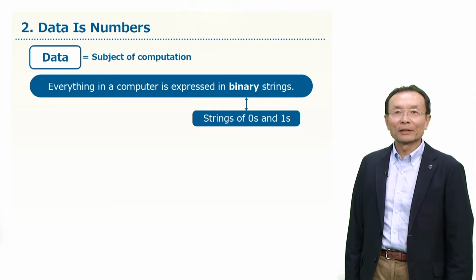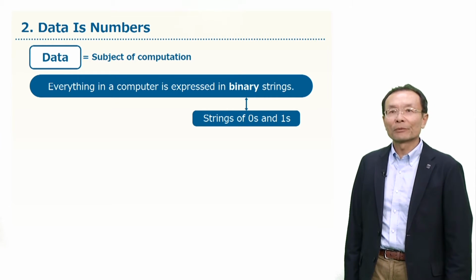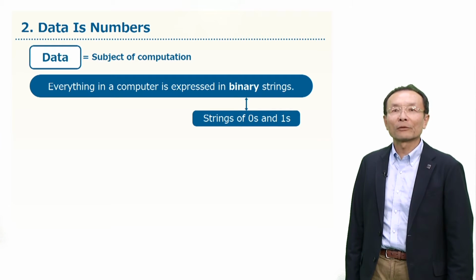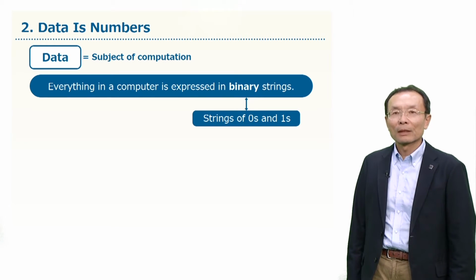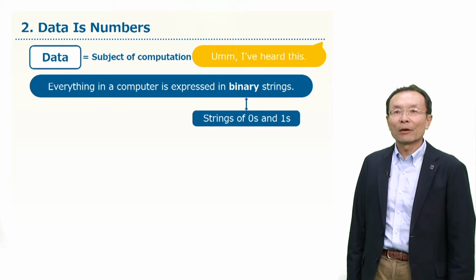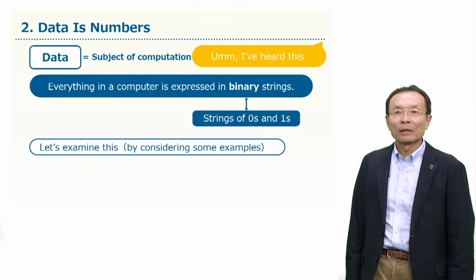Let's start with the data. Data is the subject of computer processing and computation. Everything in a computer is expressed in binary strings of zeros and ones. Some of you have probably heard about this. Let's examine this a little closer by considering examples.